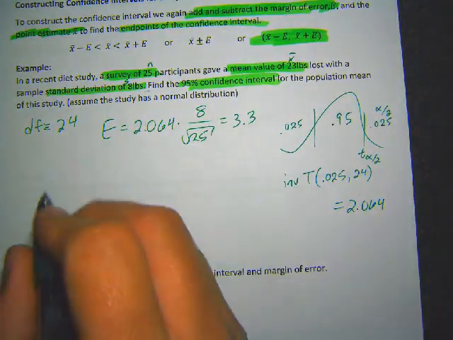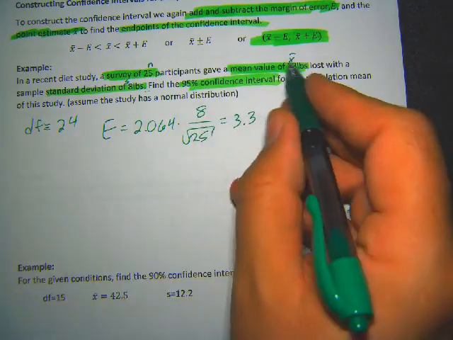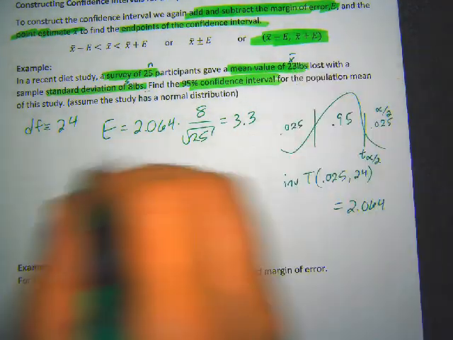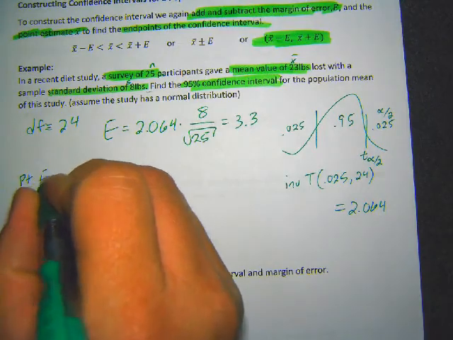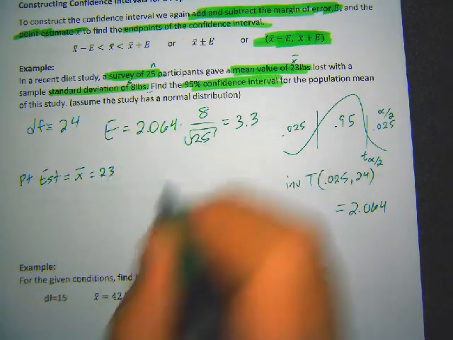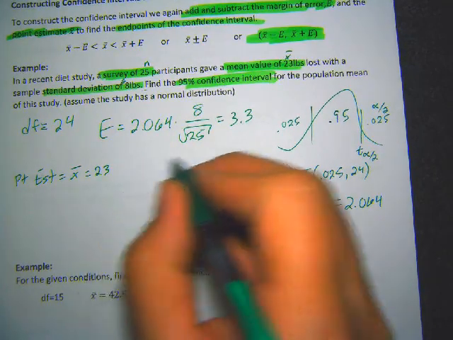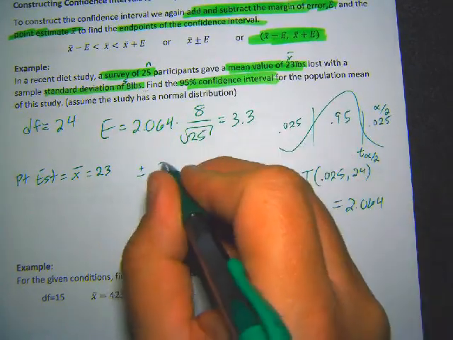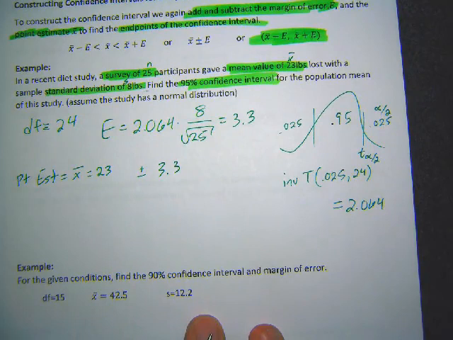So to build a confidence interval, we're going to take our point estimate. Remember the point estimate is the x bar. So the point estimate equals the x bar, which is 23 pounds. So we're going to add and subtract. We're going to take that, and we're going to add and subtract this 3.3, the margin of error.